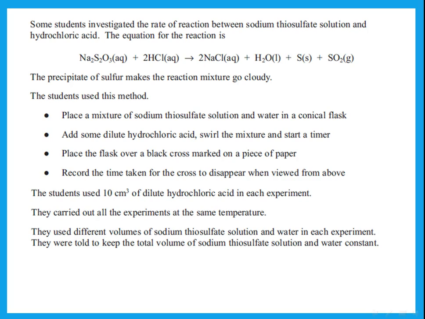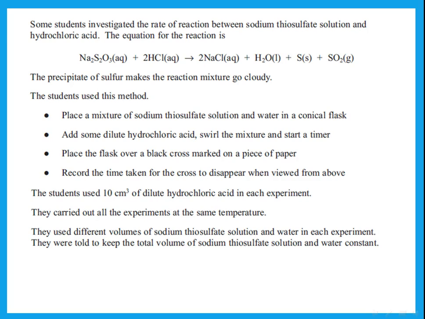Now the students use this method. Place a mixture of sodium thiosulfate and water in a conical flask, add some dilute hydrochloric acid, swirl the mixture, start a timer. So she's going to put the flask over a black cross marked on a piece of paper and record the time taken for the cross to disappear when viewed from above. You remember that when we talked about the explanation? Okay, the students used 10 centimeter cubed of dilute hydrochloric acid in each experiment. So they repeated the experiments using the same amount of dilute hydrochloric acid. They carried out all the experiments at the same temperature.